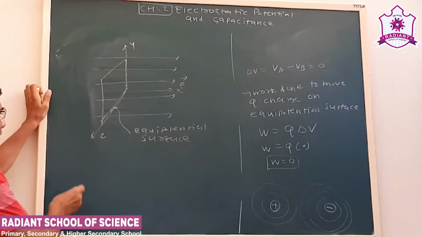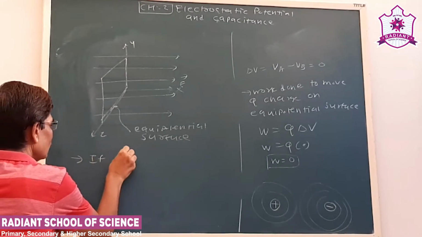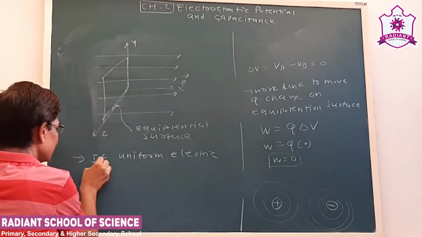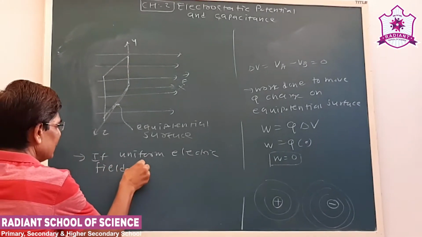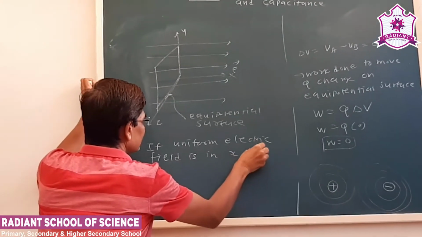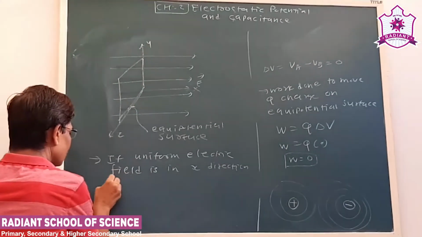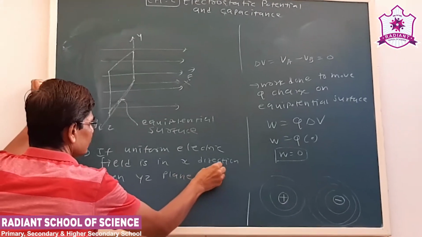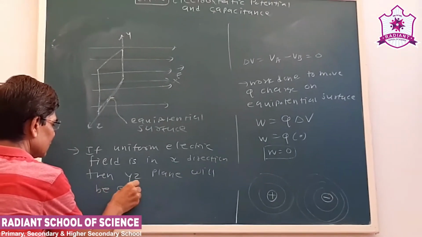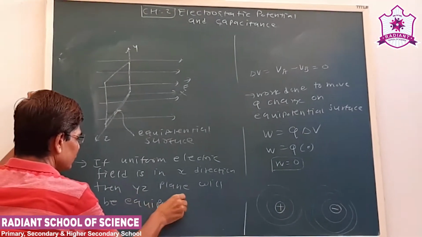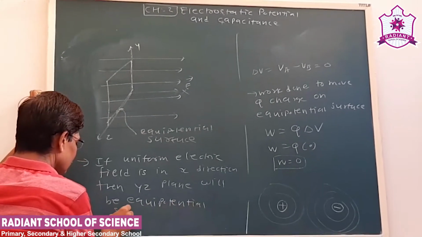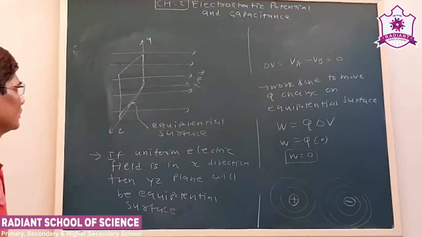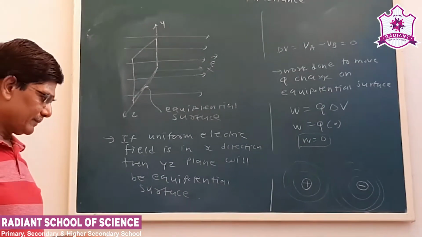So we can write like this: if uniform electric field is in x direction, then YZ plane will be equipotential. So this is how we can know about the equipotential surface.